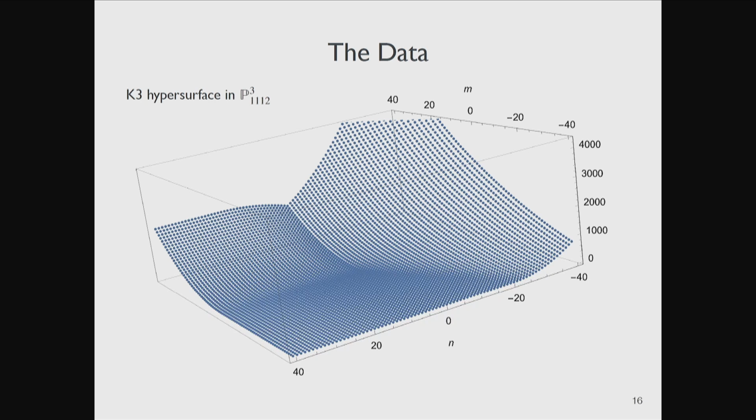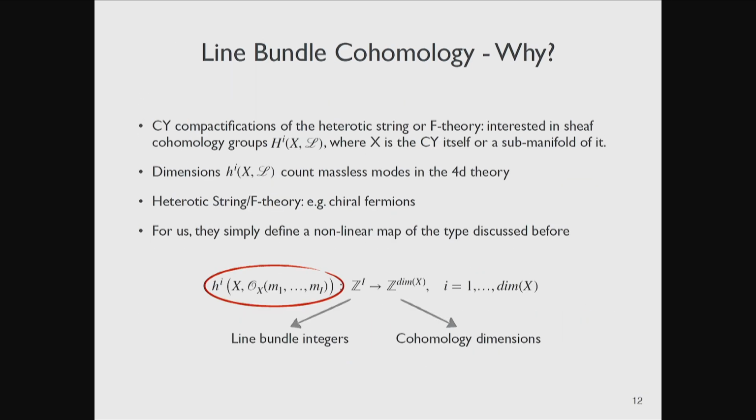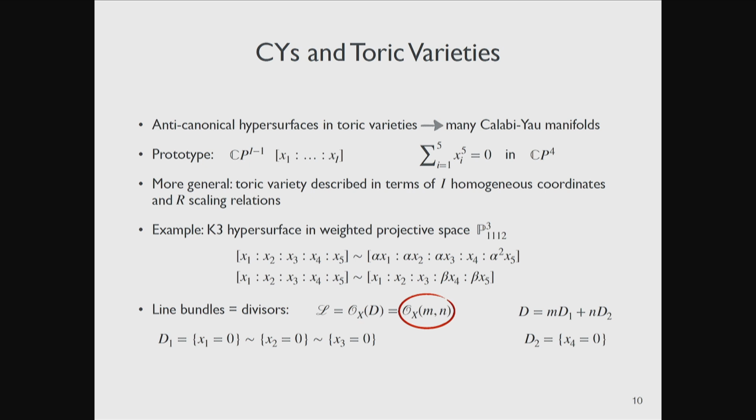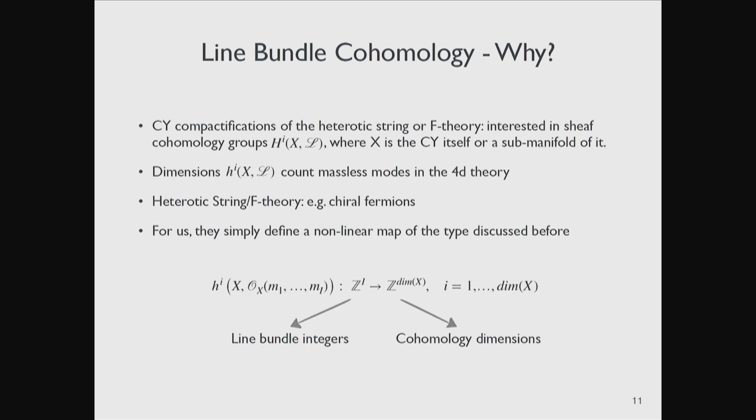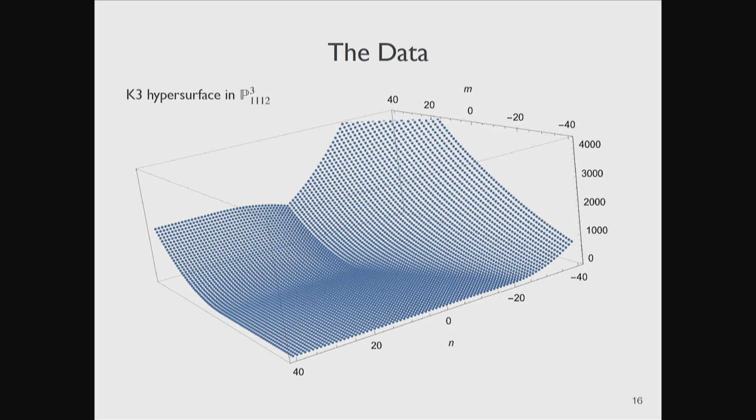Yes? Can you remind us what the definitions of M and N are? M and N: line bundles are given by divisors, and I expand these divisors in some basis, and this defines some integers. Okay, fine. So this is the data that we want to analyze.